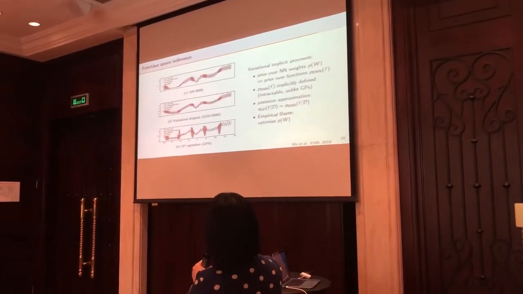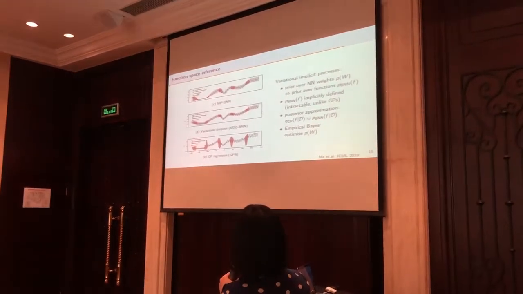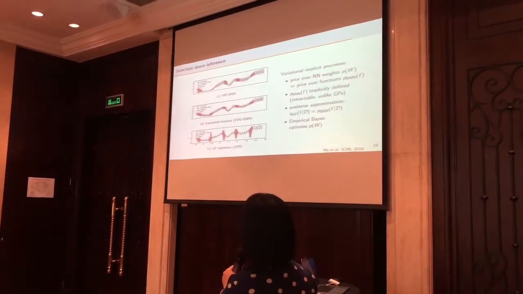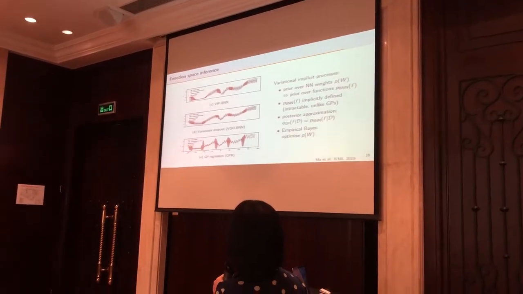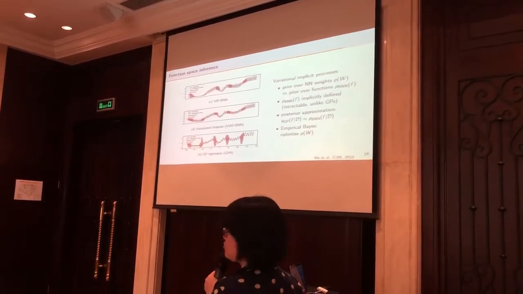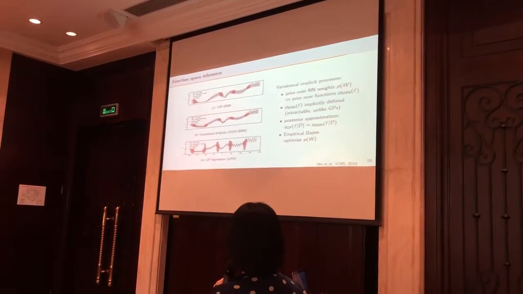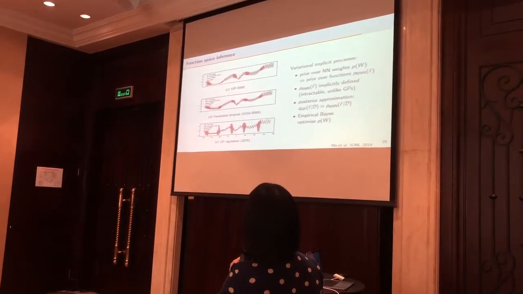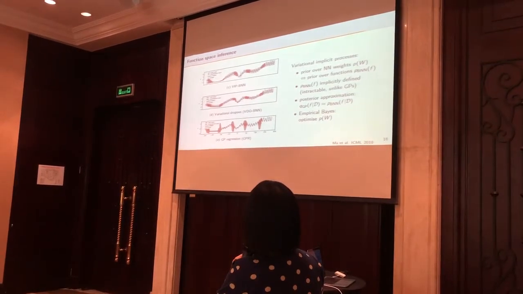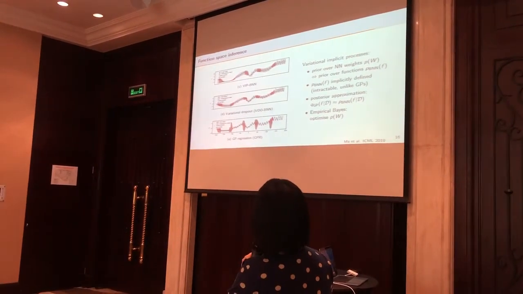We have some results in the paper, but this is just an illustration on a regression problem. In this case, we compare our method of function space inference with dropout, the MC dropout method, and also GP regression. We essentially conclude that we have better function fits and also better uncertainty compared to these two models.